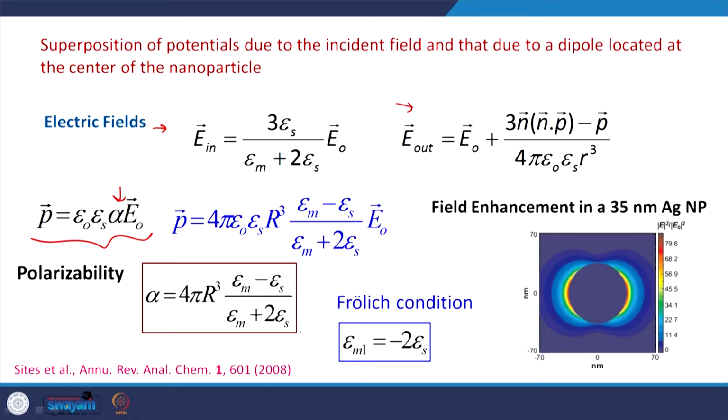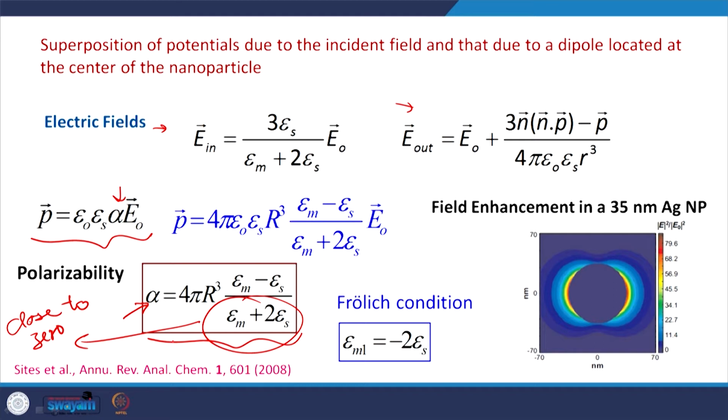So, alpha polarizability comes out to be this, and you see that this shoots up, becomes very high when this term is close to 0. So, when this term is close to 0, you arrive at the resonance condition, that is called Frohlich condition, and at that point you have enhanced electromagnetic fields.